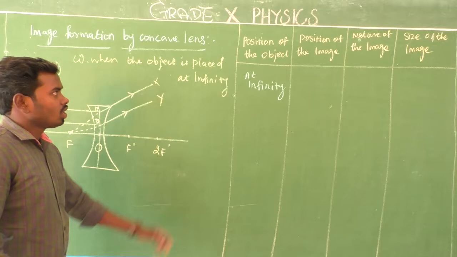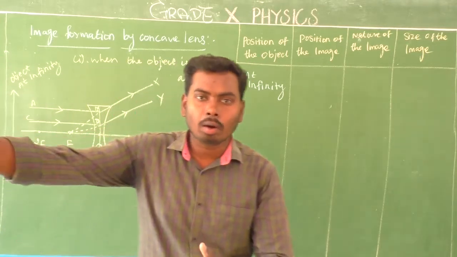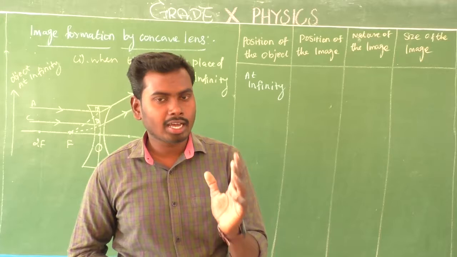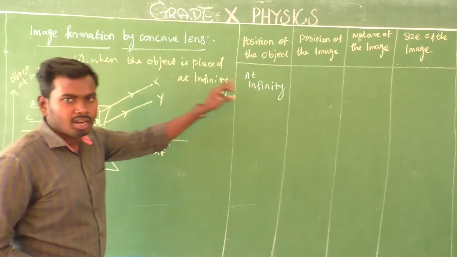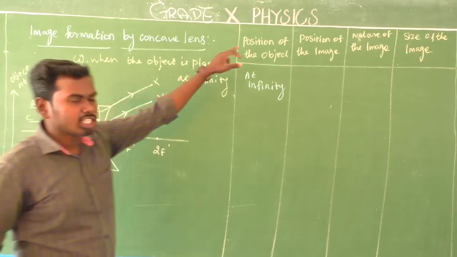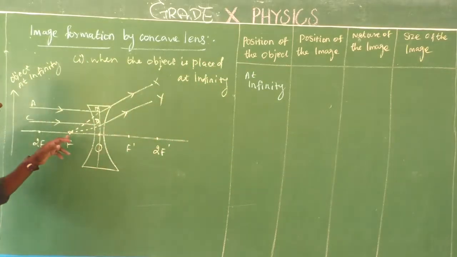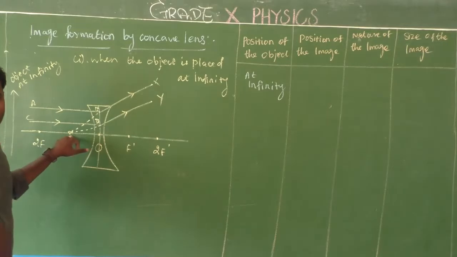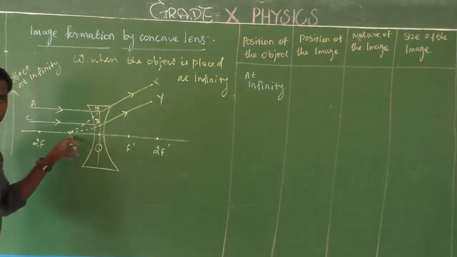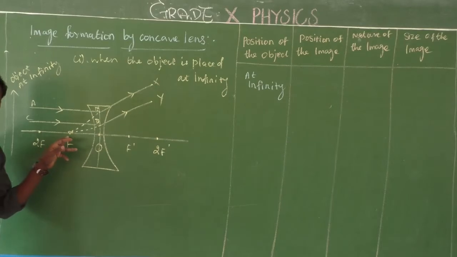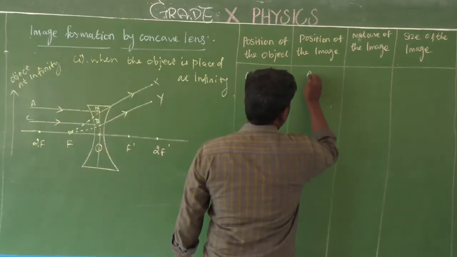First, what is the position of the object? Where we place the object, the distance between the optical center and the object, that is the position of the object. Here we place the object at infinity. Then what is the position of the image? Where the image is formed, the distance from the optical center, that is the position of the image. So here, the position of the image is at the focus.